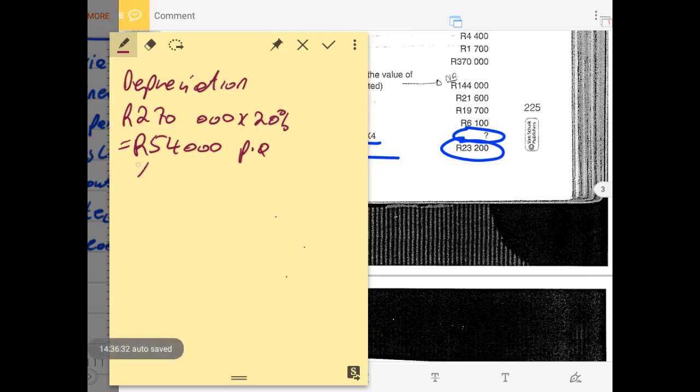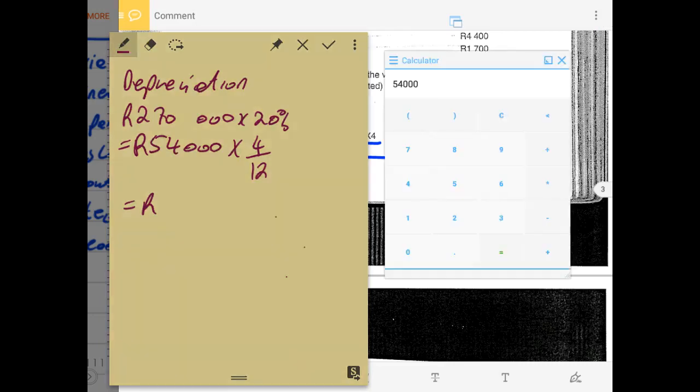Then we have to say times by, in this per annum, we times it by 4 out of the 12 months. Then this will give us depreciation only for 4 months. Then we say times by 4 divided by 12. And depreciation for 4 months is an amount of 18,000 rands.